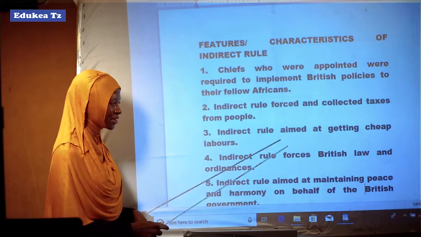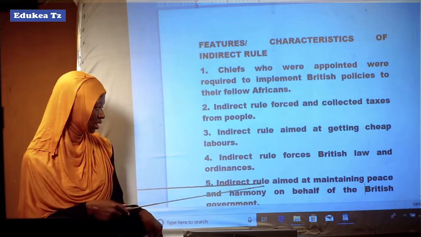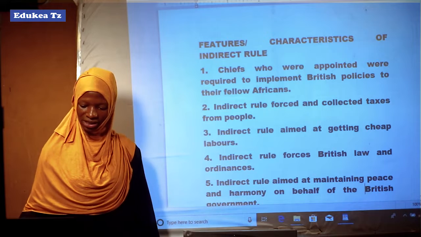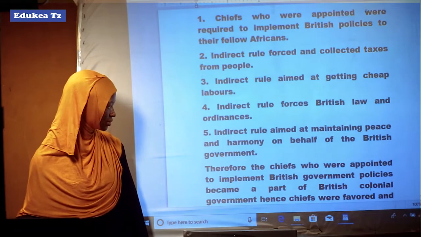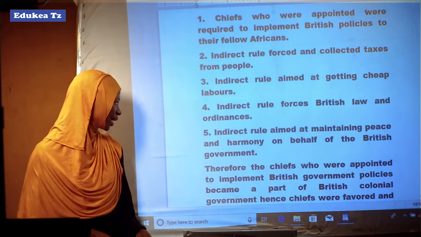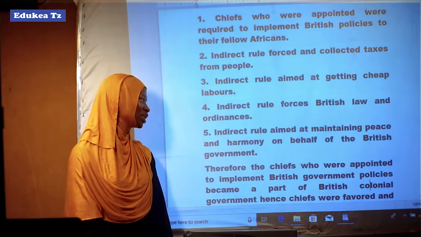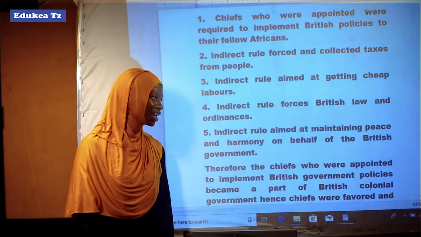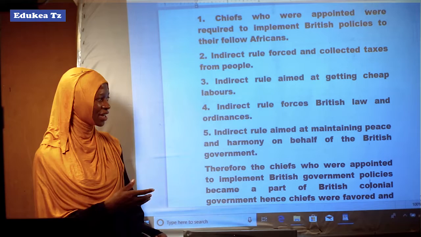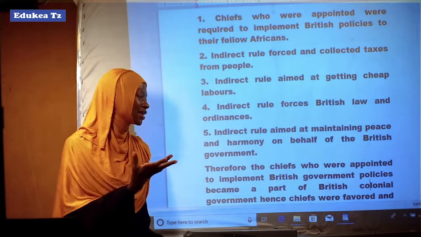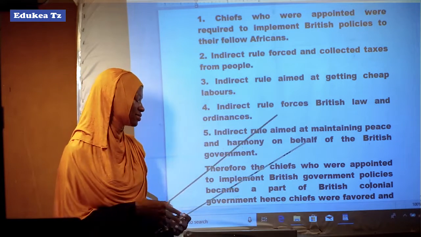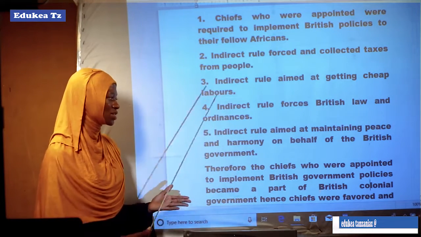Another is that indirect rule enforced British law and ordinances. Now let's see the next one: indirect rule aimed at maintaining peace and harmony on behalf of the British government. In order to have peace, in order for Africans not to resist colonialism, they had to use their local rulers. That's why they decided to use indirect rule.